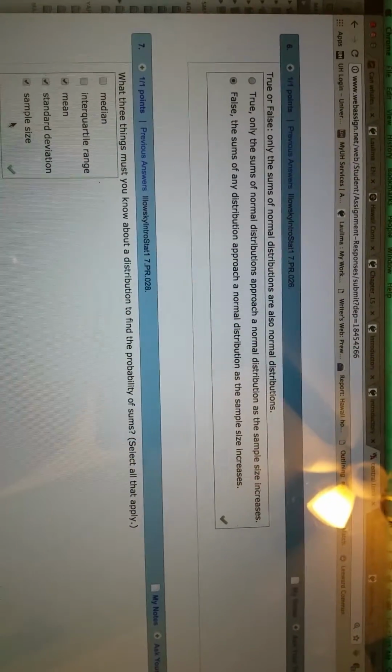Okay. True or false? This is number 6. True or false? Only the sums of normal distributions are also normal distributions. Okay, false. The sums of any distributions approach a normal distribution as the sample size increases.